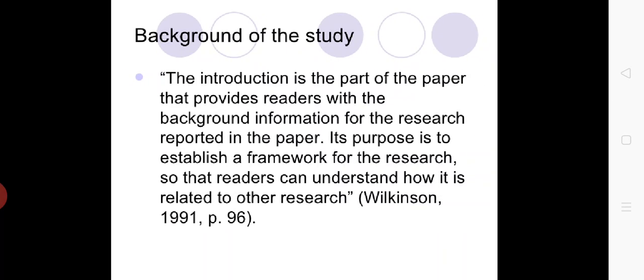Now let's discuss these points one by one in detail to make it clear to you. Background of the study. The introduction is the part of the paper that provides readers with the background information for the research reported in the paper. Its purpose is to establish a framework for the research so that readers can understand how it is related to other research. So you would be giving the background of your study.